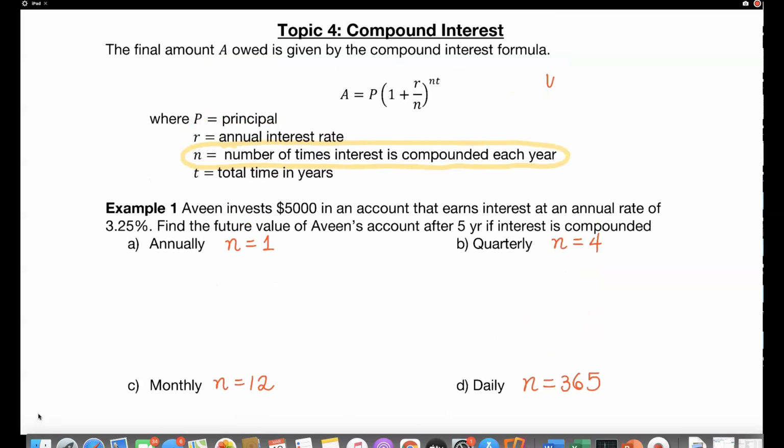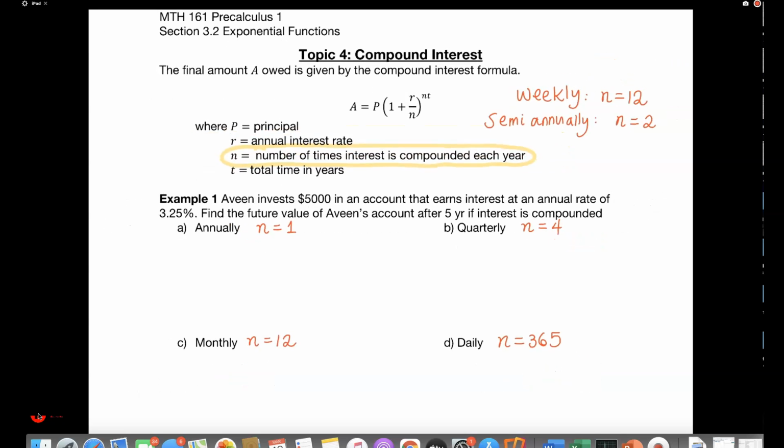Another common one was weekly, so I'll go ahead and add that. For weekly, how many weeks do we have in a year? 52. So for weekly, N is going to be 52. For semi-annually, which means twice a year, N is going to be 2. So N is how often your interest is going to be compounded per year. You have to look at how many of these periods you have in a year, and that is how you determine your N value.